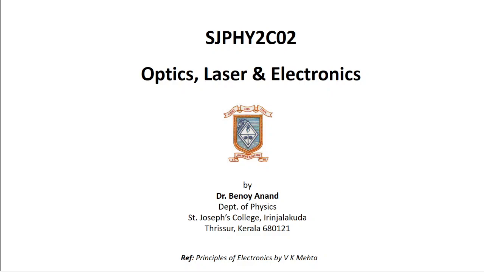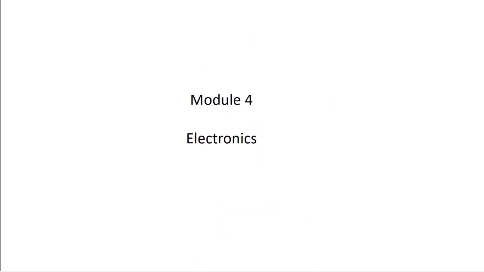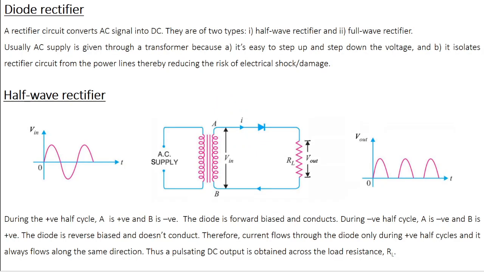SJPHY2C02 Optics, Laser and Electronics. The contents of today's lecture is taken from Principles of Electronics by V.K. Mehta. We will continue to discuss topics from Module 4, Electronics. In the last two classes, we had an overview about the basics of semiconductor physics, where we discussed in detail about the formation of a p-n junction diode. In today's class, let's discuss about some of the applications of a crystal diode.